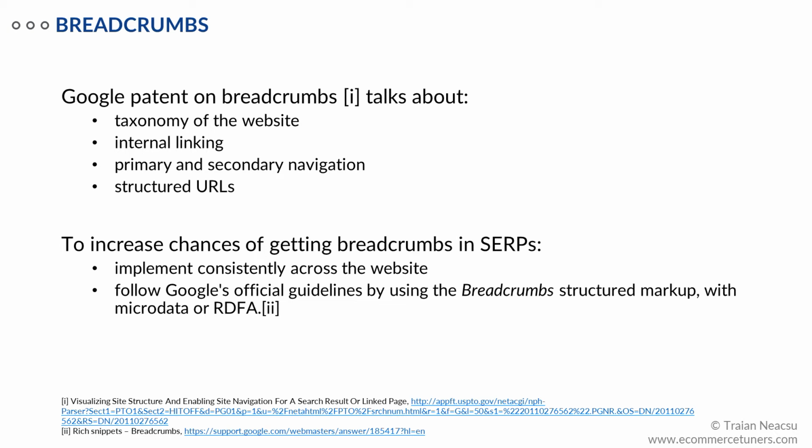On the subject of featuring breadcrumb-rich snippets in SERPs, a Google patent discusses the taxonomy of the website, internal linking, primary and secondary navigation, and structured URLs, among other things they consider when deciding to display breadcrumbs in SERPs. To increase the chances of breadcrumbs showing up in search engine results pages, implement them consistently across the website, and follow Google's official guidelines by using the breadcrumbs structured markup with microdata or RDFa.